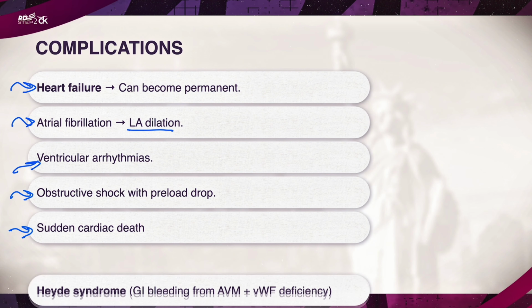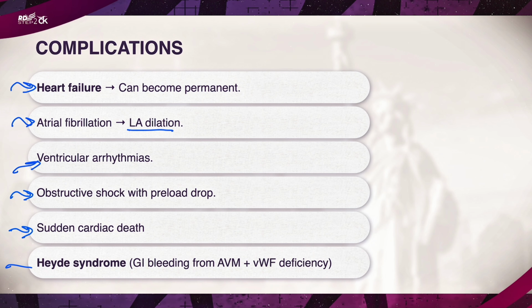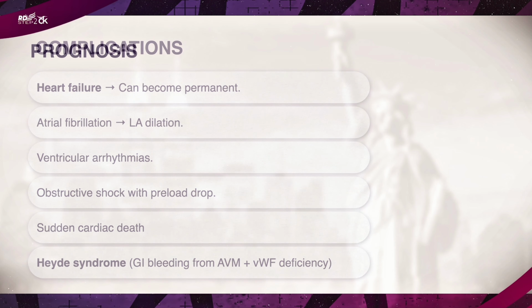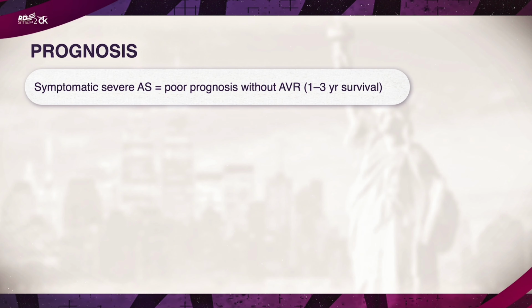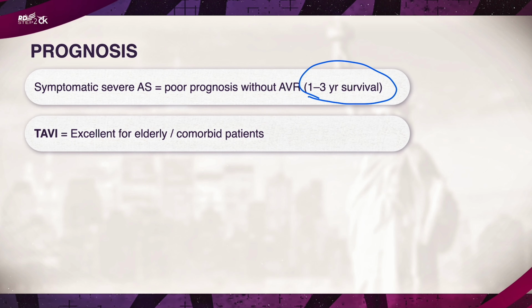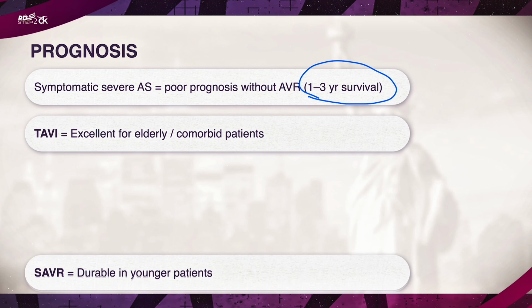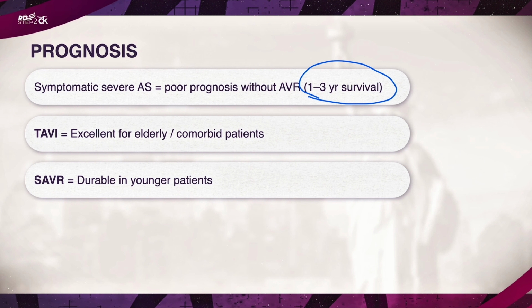And don't forget Heyde syndrome. What is Heyde syndrome? It is a GI bleeding from angiodysplasia combined with acquired von Willebrand factor deficiency. That's crazy, right? Once severe aortic stenosis becomes symptomatic, the prognosis is poor without valve replacement. Average survival is just 1 to 3 years after symptoms in a severe aortic stenosis. So TAVI offers excellent outcomes for elderly or high-risk patients, while surgical aortic valve replacement is more durable and preferred in younger patients with longer life expectancy.